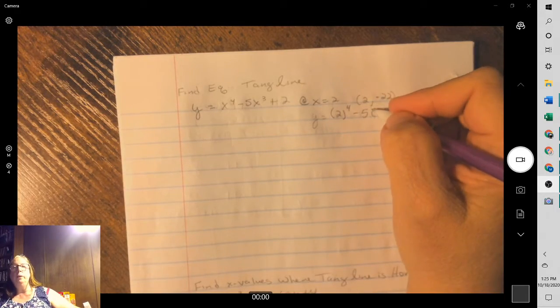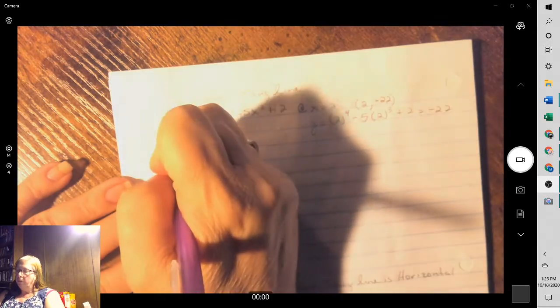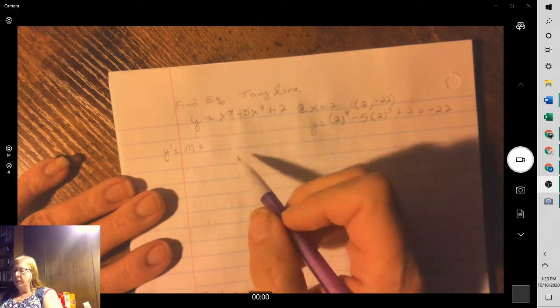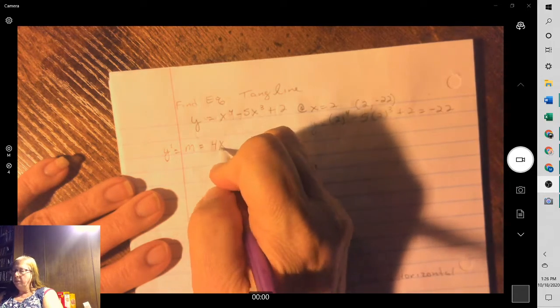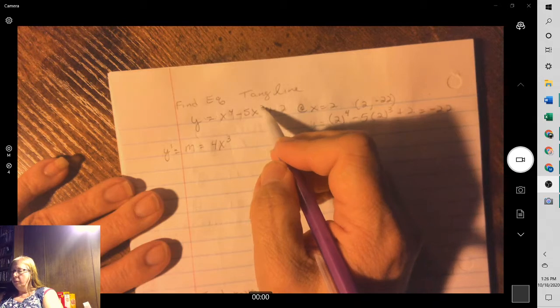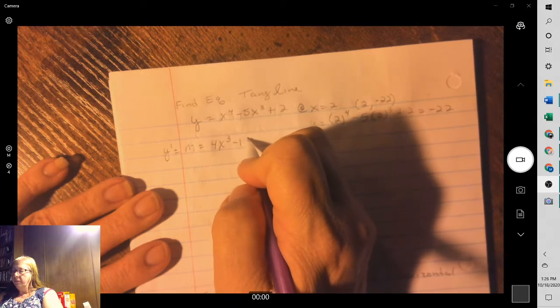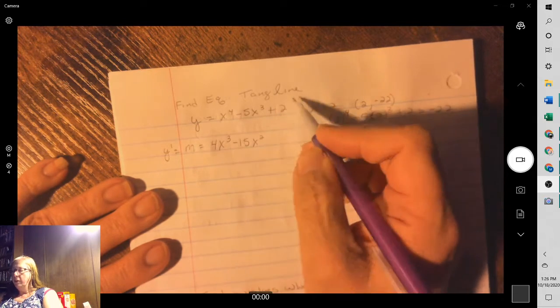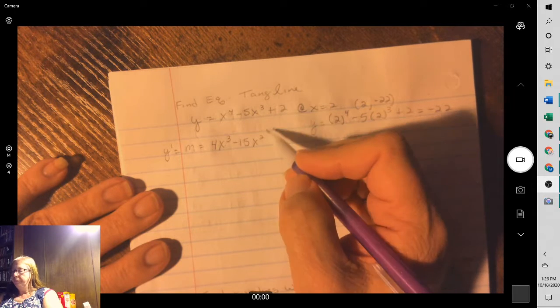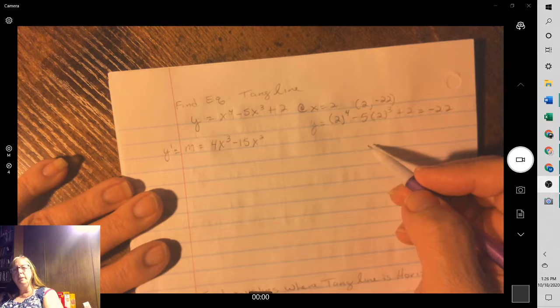So now we have a point, we need a slope. To find the slope, it's just the derivative. So we need to take the derivative. For the derivative, we bring the 4 down, 4x, subtracting 1 from the exponent, we get a 3. And then 3 times 5 is a negative 15x squared. 2 is a constant, so it goes to 0. So this is the slope of the tangent line.